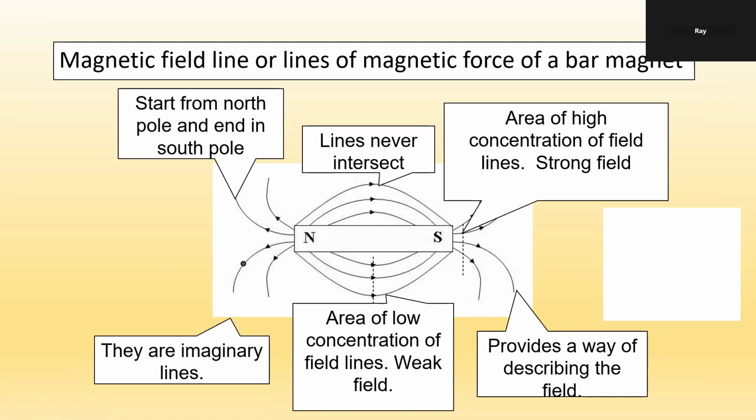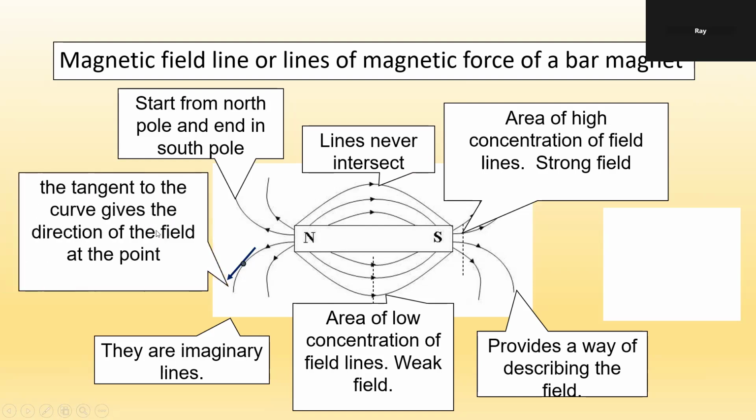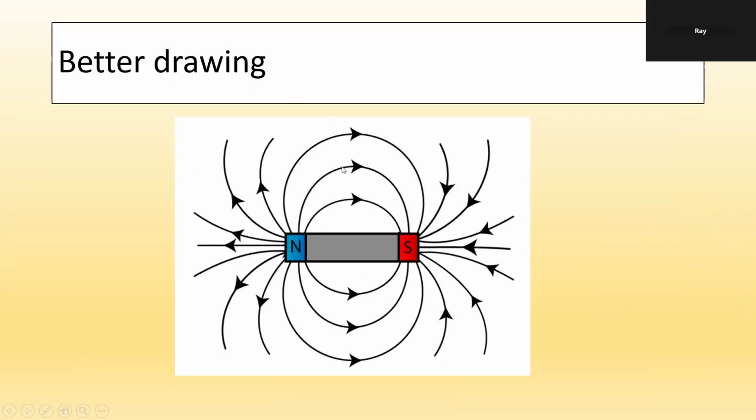They are imaginary lines. You cannot see them unless we use iron filing. Right? The direction is tangent to the curve. Tangent to the curve gives the direction of the field at this point. Right? Uniform field, they are parallel and evenly spaced. Stop me if I'm going too fast. This is a better drawing. Right? Weaker field, stronger field.